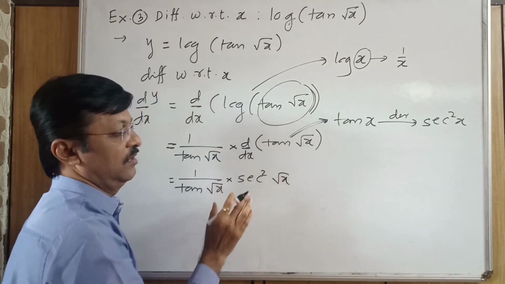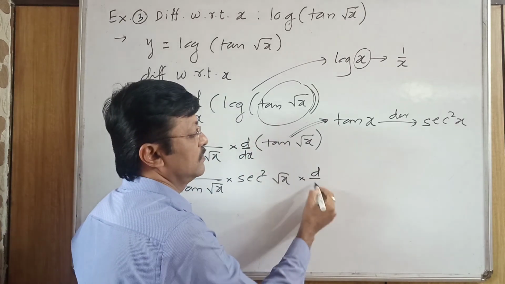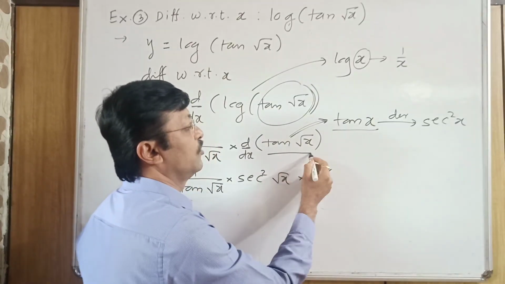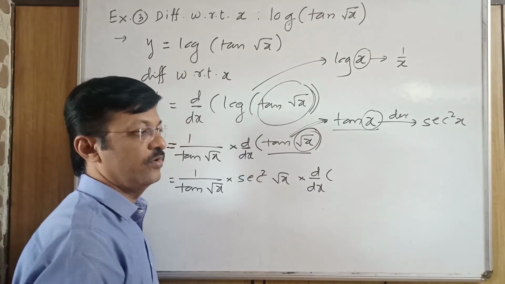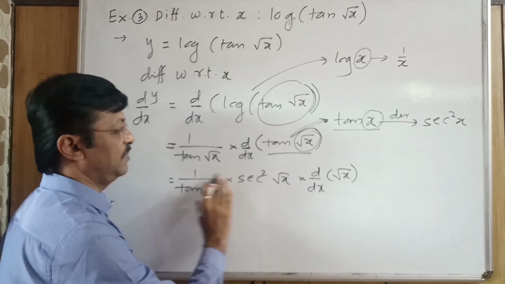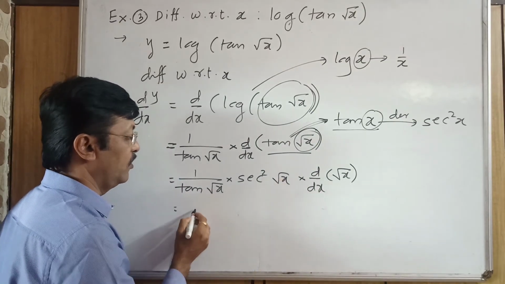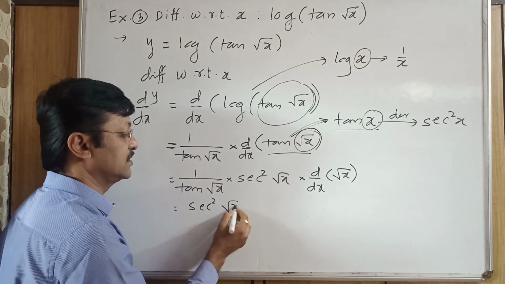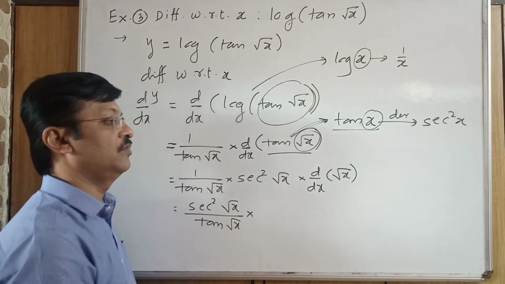That's the derivative of tan root x in the beginning, and then into d by dx of replacement of x. When you compare tan x and tan root x, what was x replaced by? X was replaced by root x. So d by dx of root x. Now we have to repeat this part up to this because there is no differentiation required in this part. So it's 1 upon tan root x into sec square root x. I can collectively write them as sec square root x upon tan root x, and then into d by dx of root x.